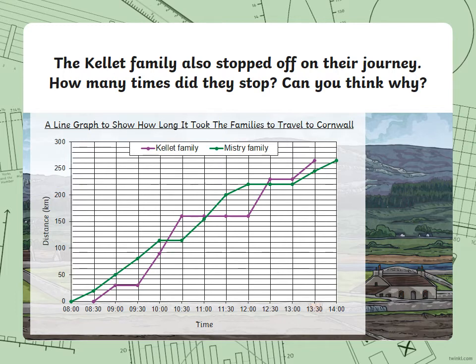The Kellett family also stopped off on their journey. How many times did they stop? Can you think why? Pause the video while you check. Remember, the Kellett family were travelling by train. The first time they stopped is where the graph goes flat for the first time, between 9 and 9:30. The second time is between 10:30 and 12, and the third time is between 12:30 and 1. If they're travelling by train, the reason they stopped is most likely to be because they were changing trains and waiting at the platform.